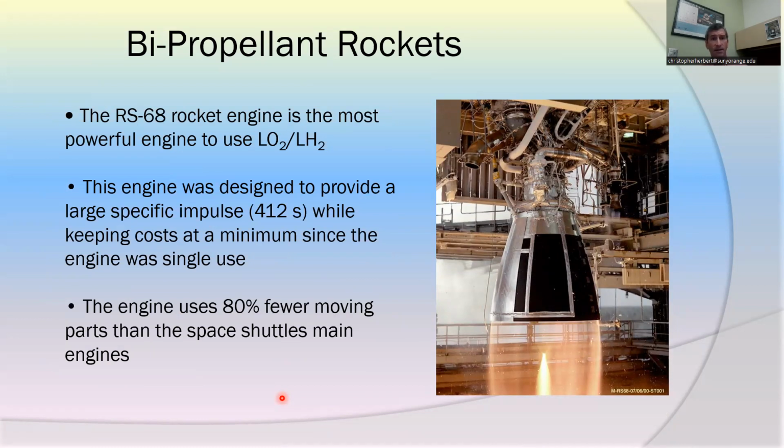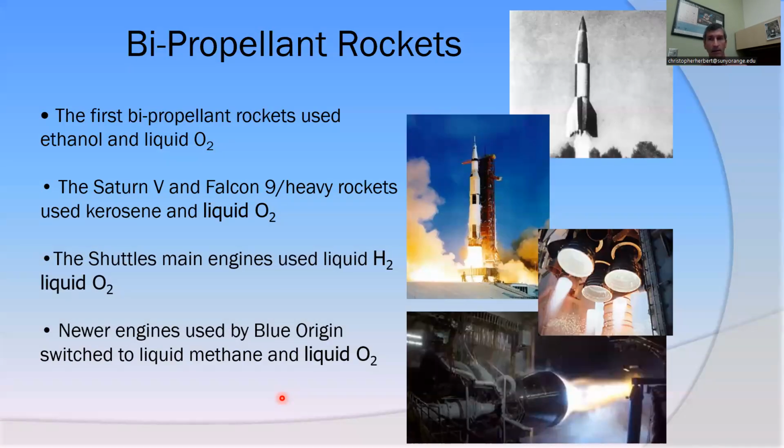These RS-68 engines have a very large specific impulse, about 412 seconds, and they're very effective in producing an efficient means of getting to orbit. Now, the first bipropellant rockets basically used grain alcohol, ethanol, and liquid oxygen in the form of the V2 rockets. However, more efficient systems were developed where purified kerosene and liquid oxygen were used.